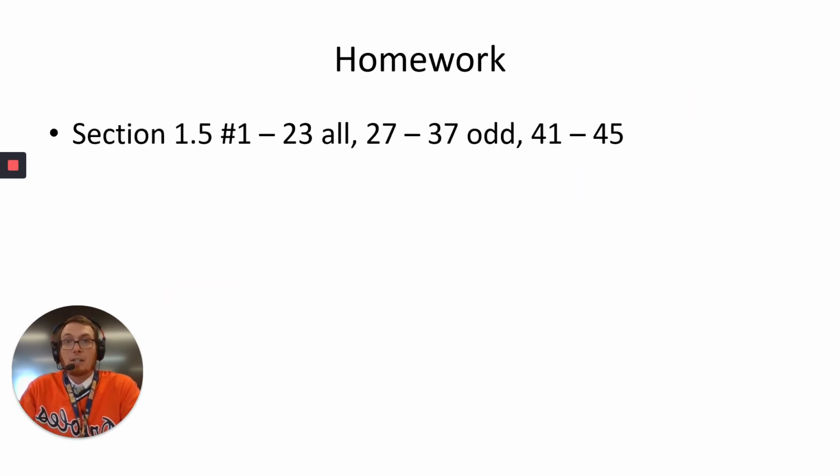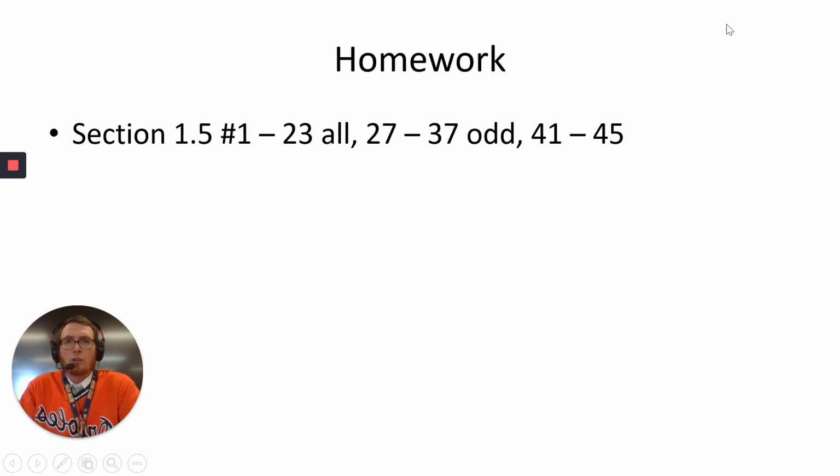Today is just one big assignment because division's pretty easy, so I thought you could have a little bit of time to work on that today. You're going to do 1 through 23, all of them. I normally don't put all there, but I wanted to make sure it was clear. That should go fairly quick because a lot of them are just one number divided by another. 27 through 37, do the odds. And then 41 through 45 are those review questions at the end. Make sure you do all of those pieces.